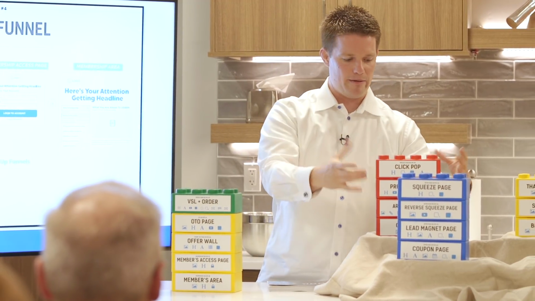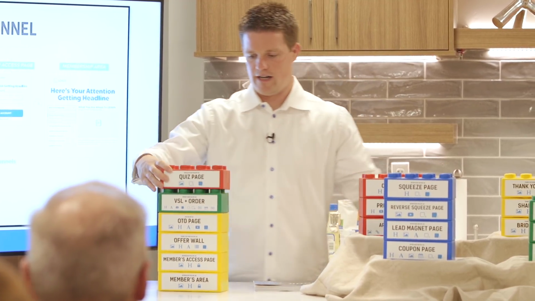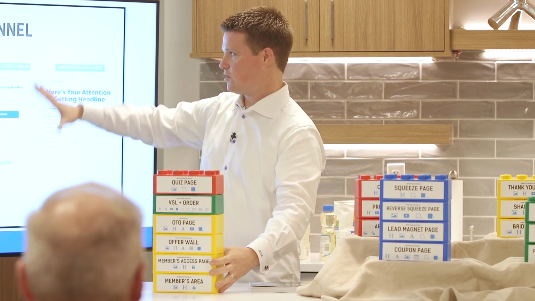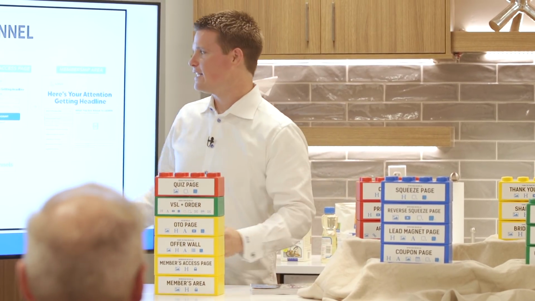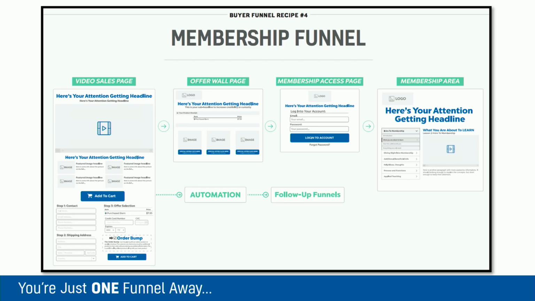Maybe this is working good, or maybe it's not converting yet. I'm gonna throw a quiz on the front of it. I can add a little thing like that, and the funnel structure still stays the same. Okay? Notice what I'm adding is usually something I'm adding to the front, or I'm adding a second upsell, but the core framework doesn't deviate, it doesn't change.